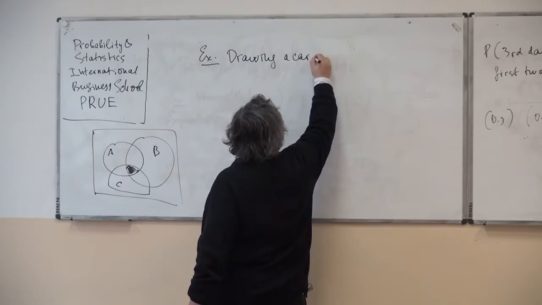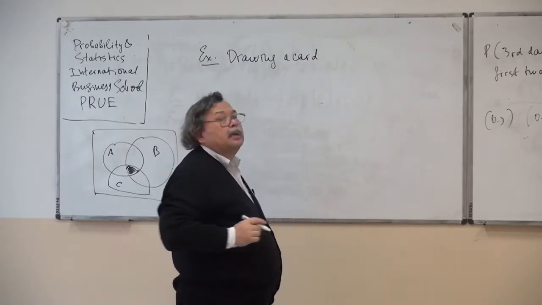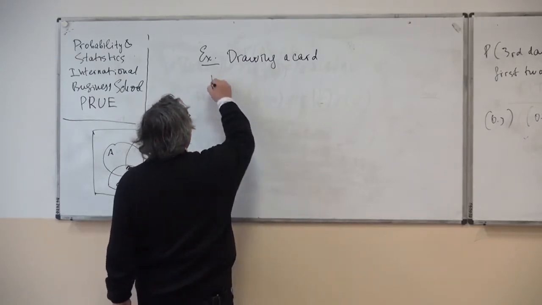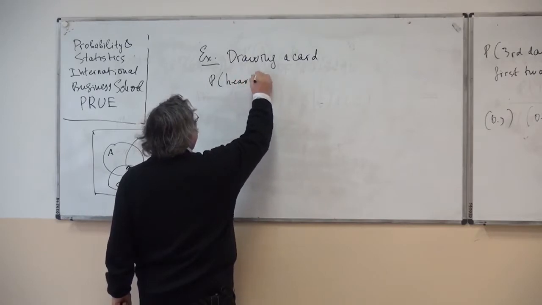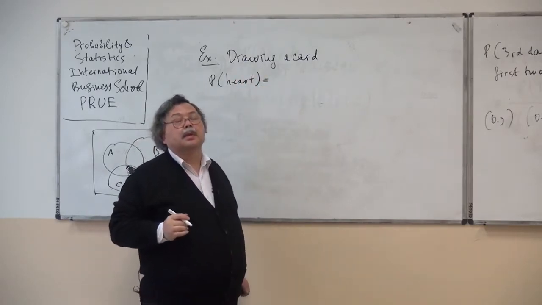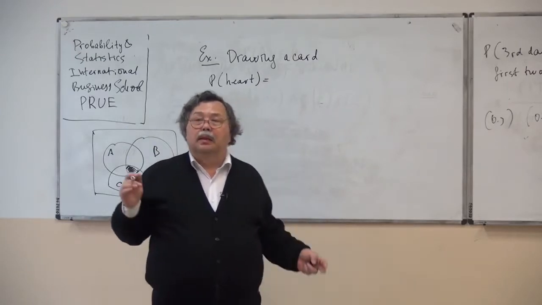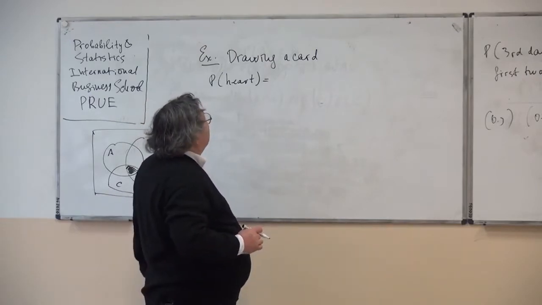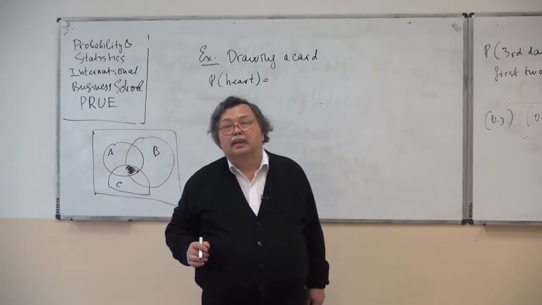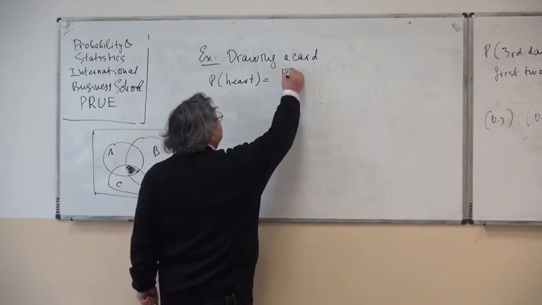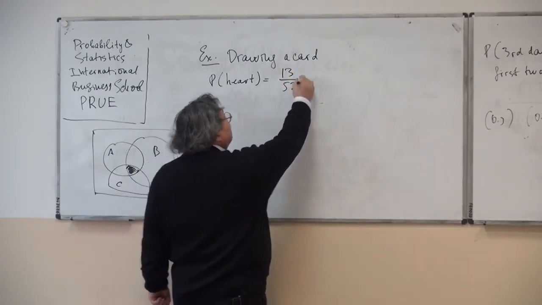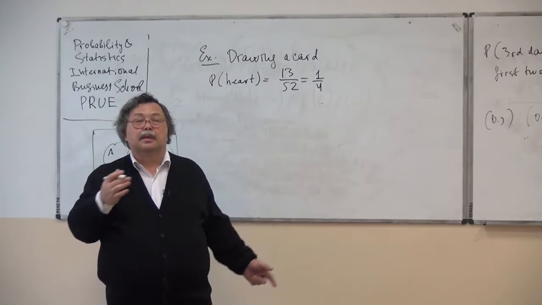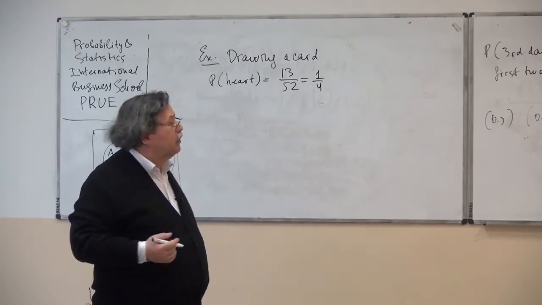Drawing a card at random from the standard 52 card deck. Now, what's the probability of getting a heart? This is a classical model, of course. Hearts are one of the four suits in the deck. There are 13 hearts in the deck, and there are 52 cards in total, so the probability is 1/4. And actually, this is the probability associated with each of the four suits.